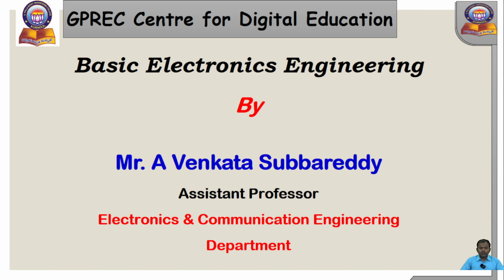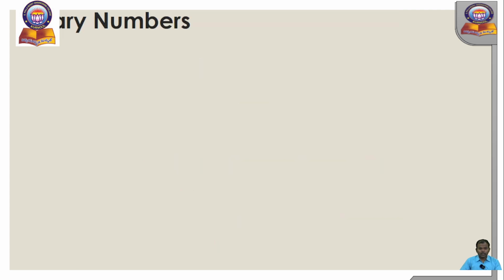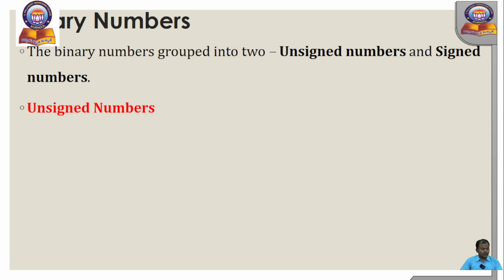So this is Basic Electronics Engineering course. In this I will discuss the digital part. In this session I will discuss how to represent binary numbers. The binary numbers are grouped into two groups: one is unsigned binary numbers, another is signed binary numbers.